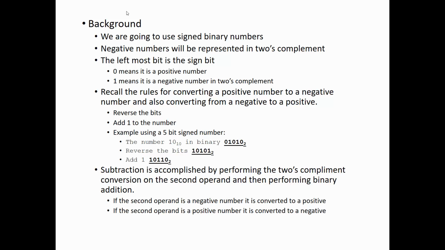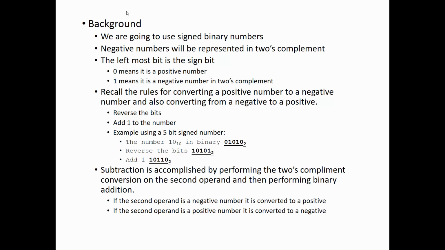Now here's an example. We're going to use a 5-bit signed number, the leftmost bit being the sign bit. Here is the number 10 in binary, represented by 01010. That's a positive number. To convert it to a negative number in two's complement, we reverse all the bits. Then it becomes 10101. And then we add 1 to that number. And again, you need to understand binary addition.